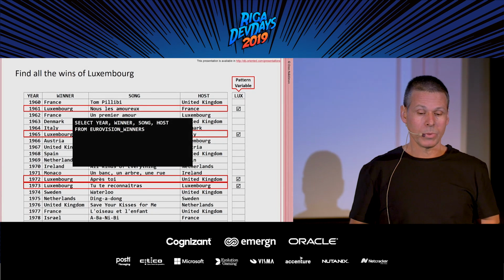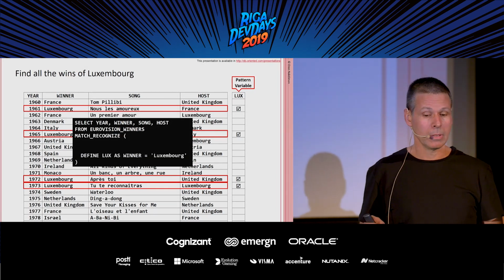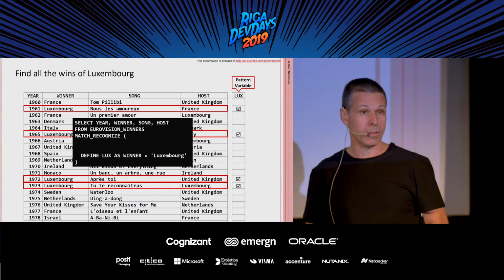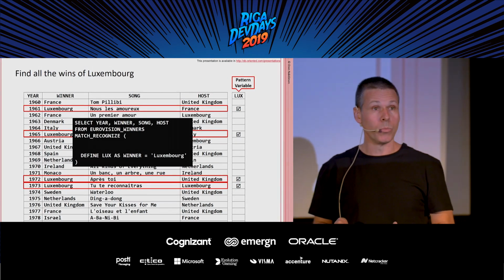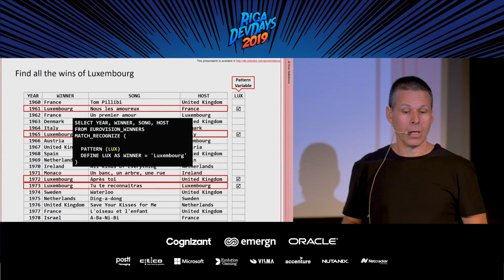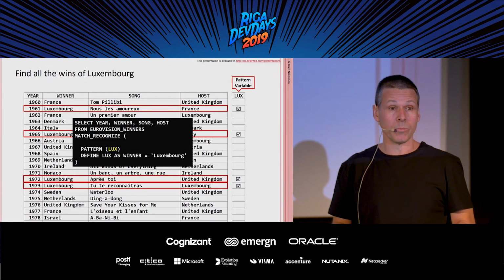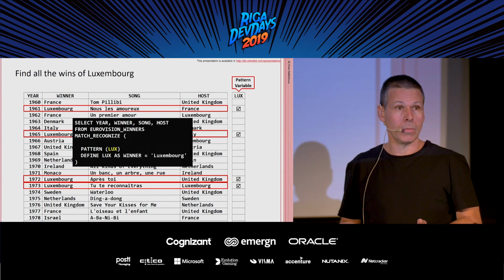Let's write the query. We select from the table, and we add the match recognize clause. We define the pattern variable, Lux, using a Boolean condition. In this case, winner equals Luxembourg. And we define the pattern itself, and as I said, a very simple pattern, we're looking for a Lux.